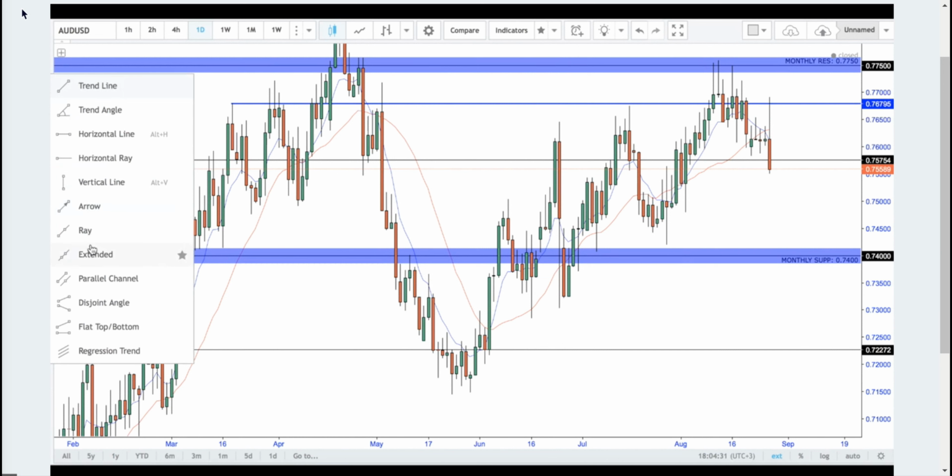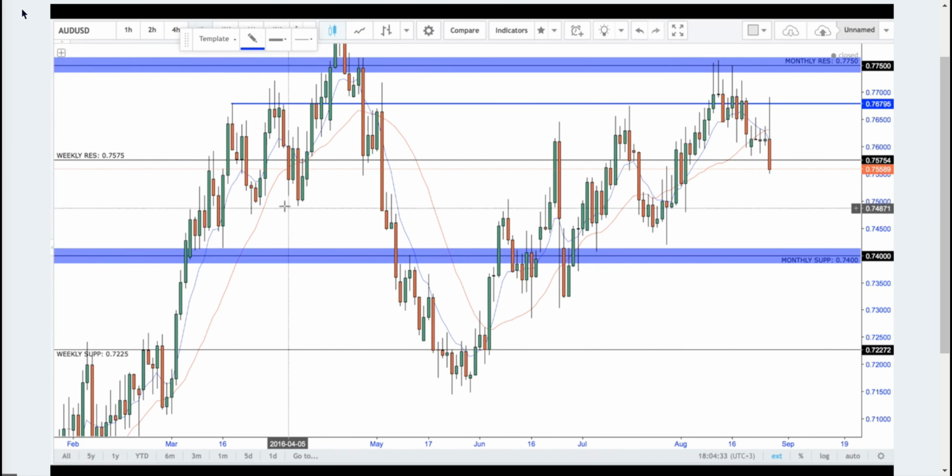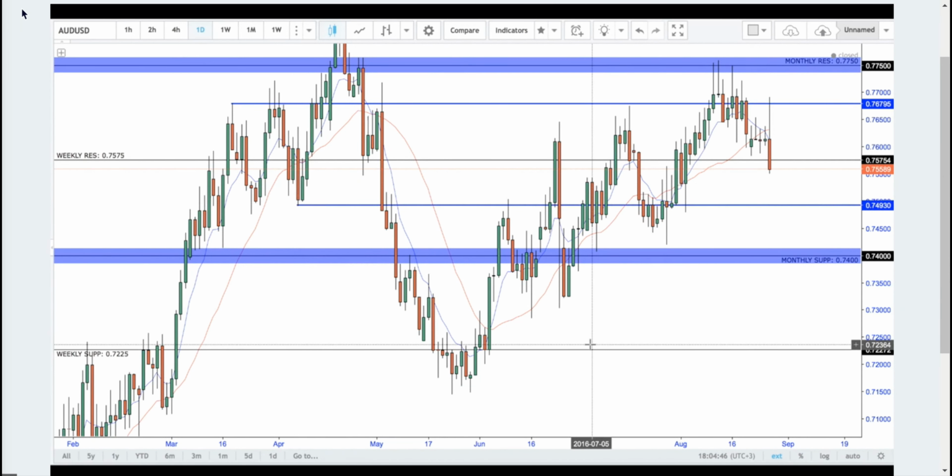Right, if we go to the horizontal ray, again I'm just going to float through. Maybe this one here. I've spotted this 3-pin pattern: 1, 2, 3. There's three wicks: wick 1, wick 2, wick 3, a mini one. I'm just going to place it on there and see how this comes in.